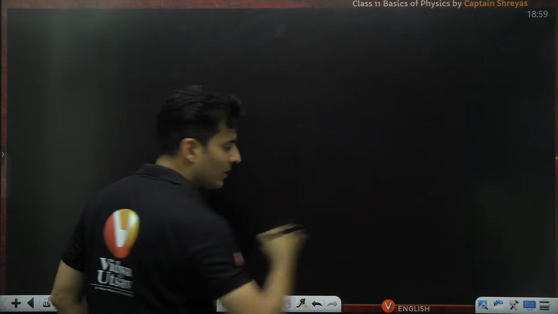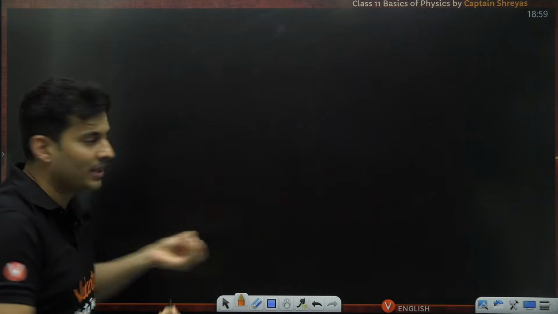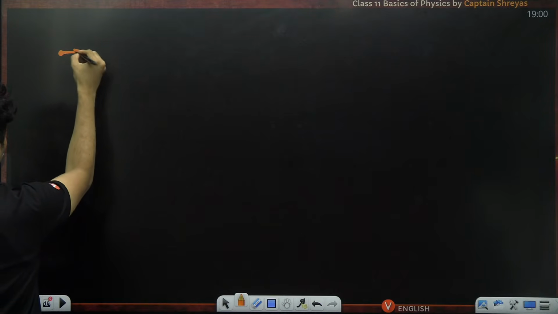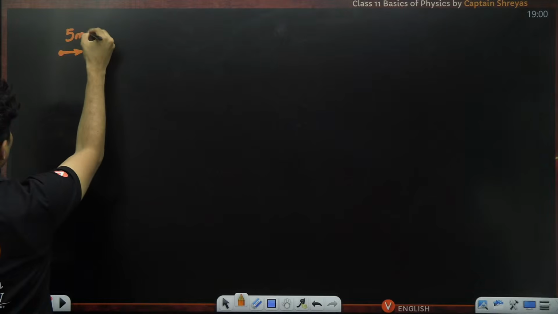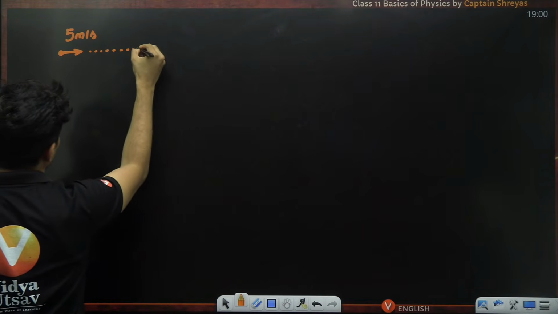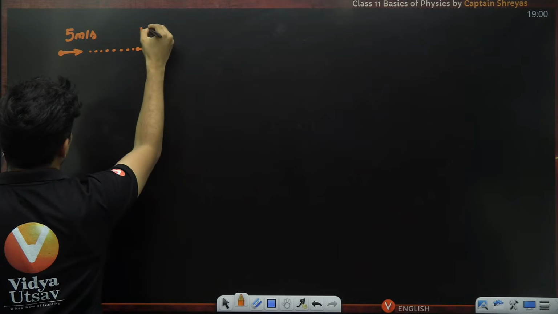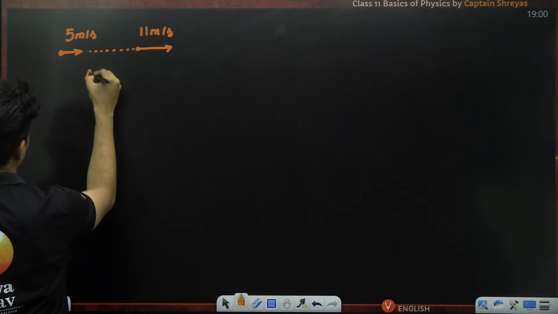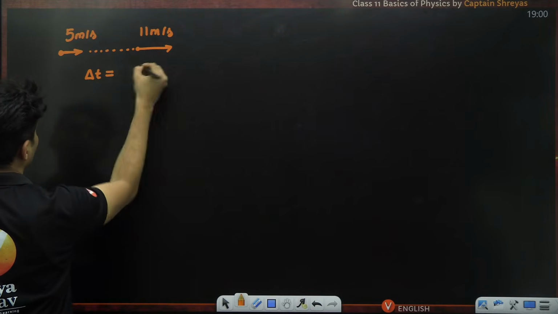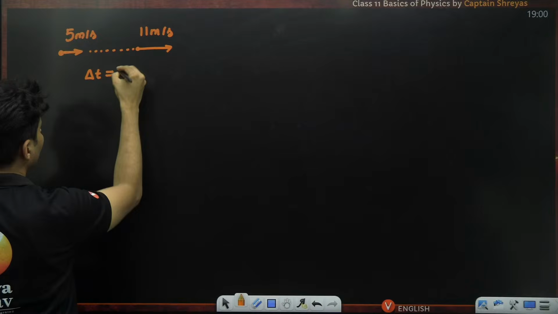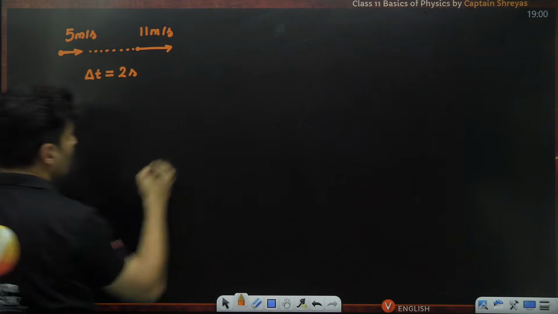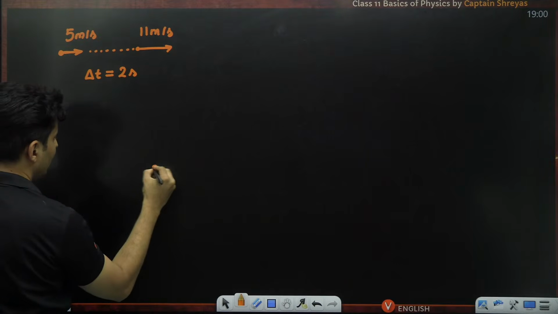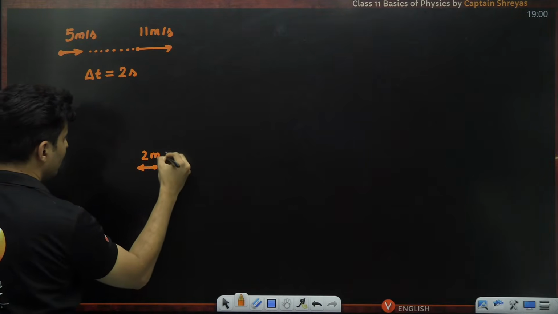I'm going to give you some scenarios, and in every scenario, you are going to tell me what the acceleration is. There is a car over here. It was going like this at 5 meters per second. After some time, the speed has become 11 meters per second, and the time interval that it took from here to here is, let's say, 2 seconds. Then the next example, over here, there is a car which is going at 2 meters per second.